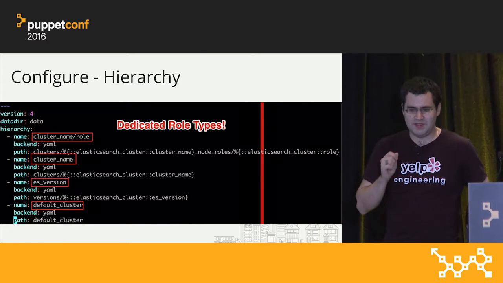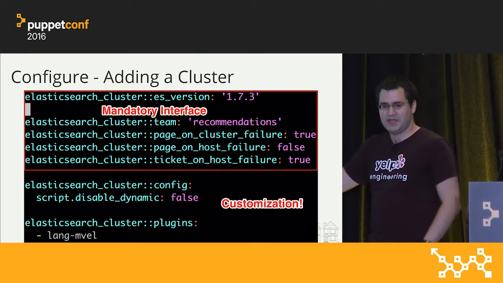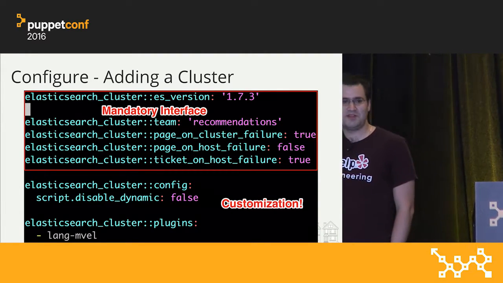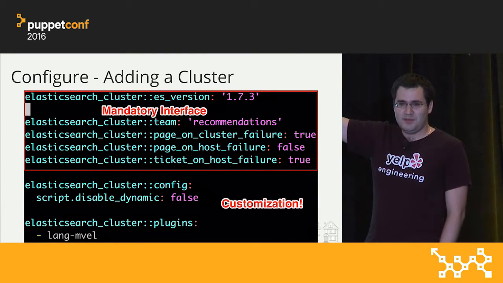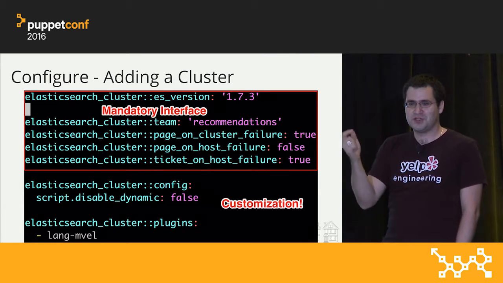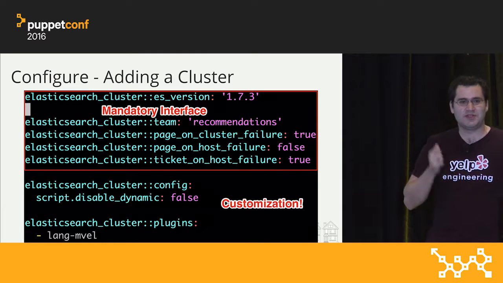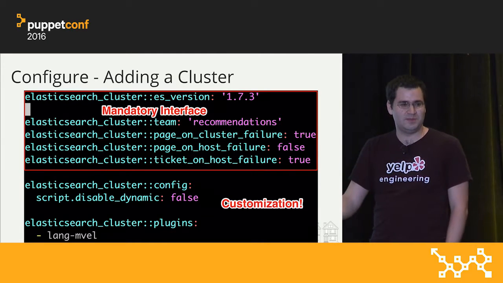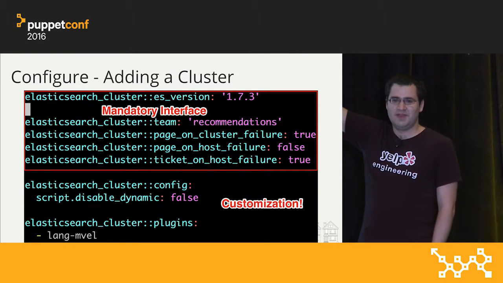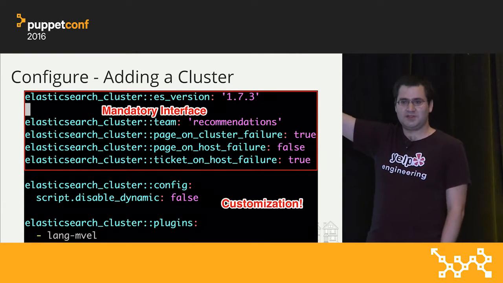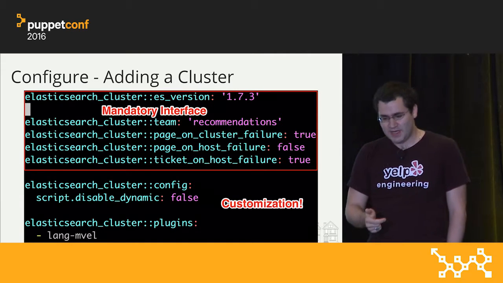But what does one of those per cluster YAML files actually look like? Well, this is all that it is. And in fact, the mandatory interface, the thing that our developers have to specify in that file, is only those top 5. Any of us could fill out a web interface that says, which version do I want? Which team is responsible for this cluster? And should it page us or ticket us? Some things in development don't need to page us. Some things in prod maybe need to page us. So this is the entire mandatory interface that a developer has to supply at Yelp to get a data store cluster. That's it. And the way that we're able to achieve that is through that hierarchy.